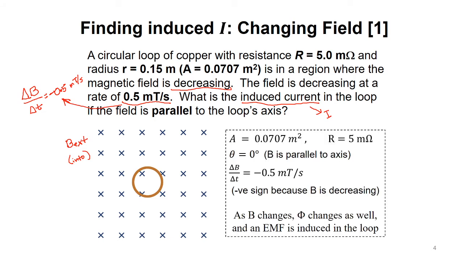Okay, so let's write down our information here. We have the area, the resistance, and we have theta of 0 degrees. How do we know theta is 0 degrees? Because the loop is flat. The field is parallel to the loop's axis. So here the loop is flat, the axis of the loop is pointing straight up or straight down, and the external field is pointing into the page or out of the page. So they're pointing in the same direction, and we have an angle of 0 degrees. And delta B over delta T is negative 0.5 millitesla per second, as we said. As the field is changing, the flux is changing, and because the flux is changing, we should have an induced EMF in the loop, an induced voltage in the loop.